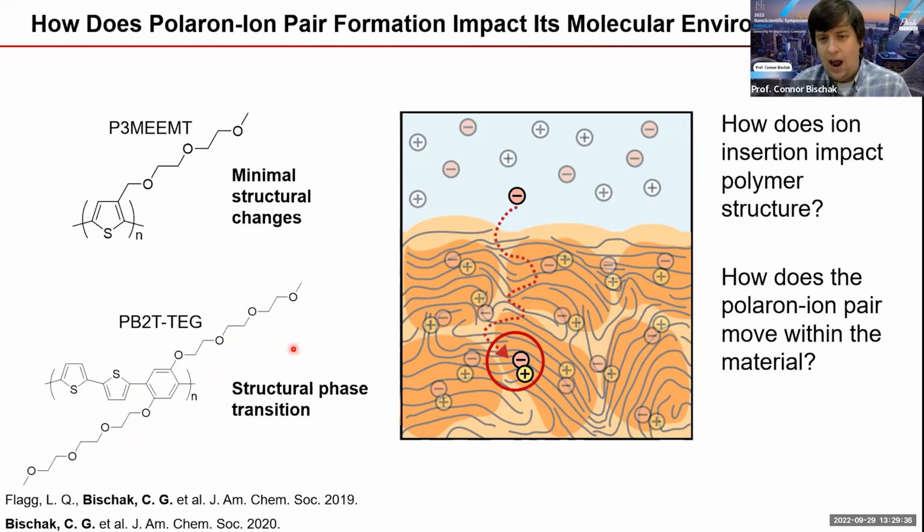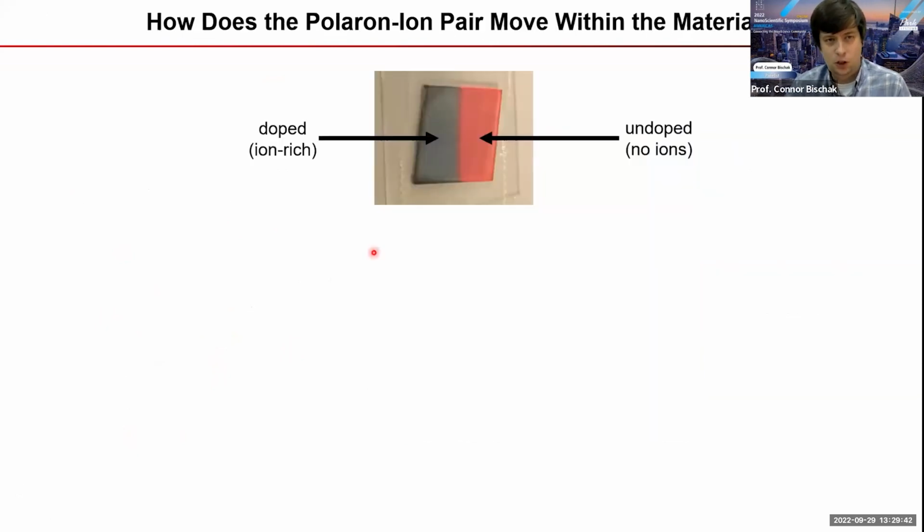Okay, so at the beginning, we started with what we thought would be a pretty simple experiment. We basically took a sample of our polymer, a polymer thin film, and we electrochemically doped one side.